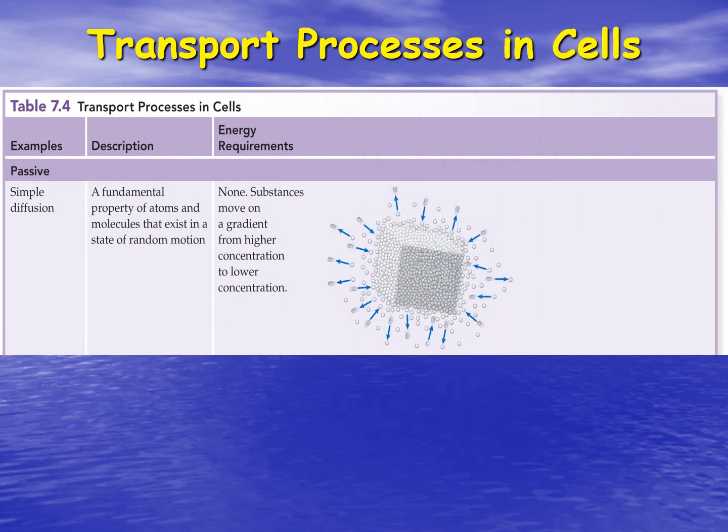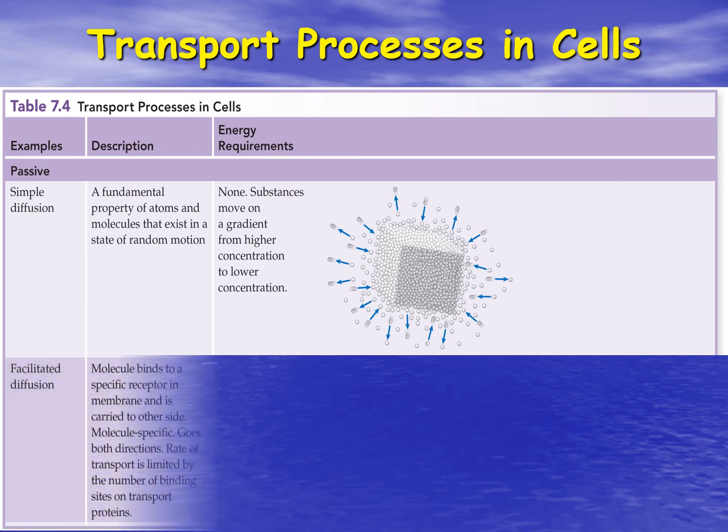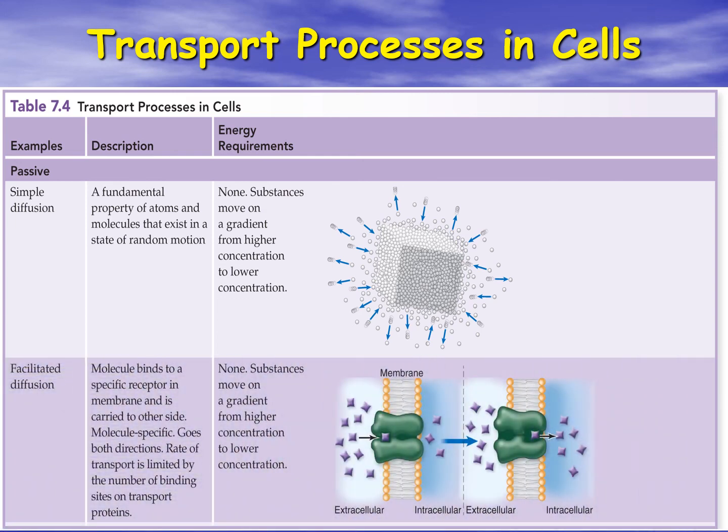So, just a little review. Simple diffusion goes from an area of high concentration to low concentration. Facilitated diffusion is the same thing, except we go from a high concentration to low through a carrier molecule, expending no energy.